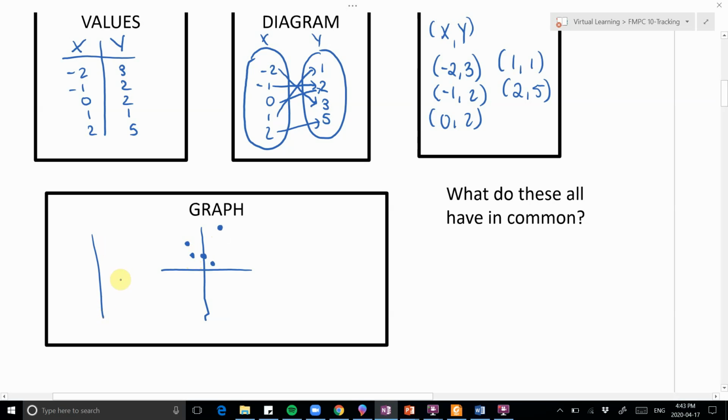Graphs can also look like solid lines with arrows. They can look like solid lines with endpoints, right? These are different types of graphs. What do they all have in common? They all represent the data.